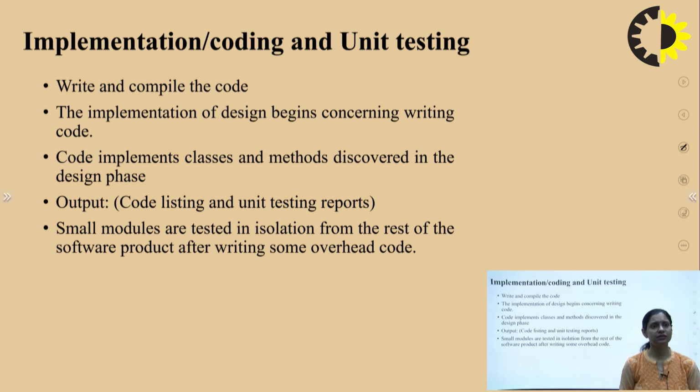Once the code is developed, it is unit tested. Each and every module is tested on the basis of some test cases. All those test cases are noted down in the testing report. So this testing report tells how a module is performing when it is tested under certain conditions. The small modules are tested in isolation from the rest of the software product after writing some overhead code, because we need to integrate each and every module. This also needs some overhead code so that it does not give you an error and it can run as a full code.